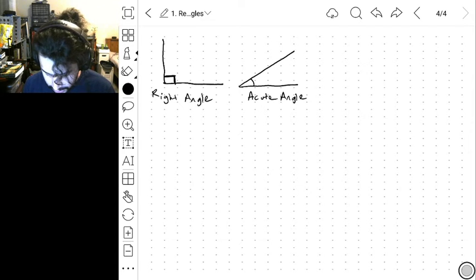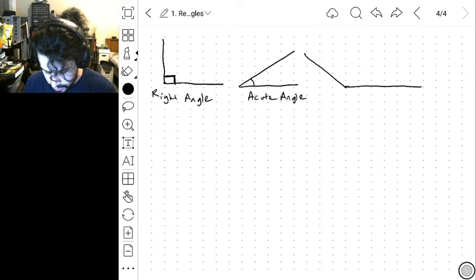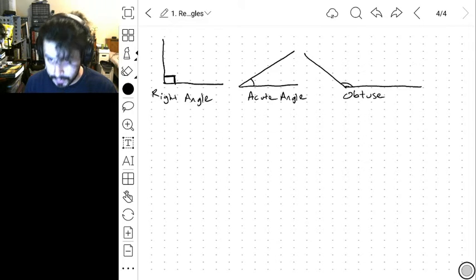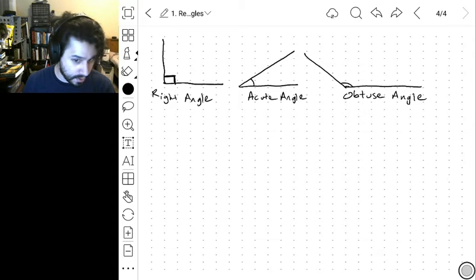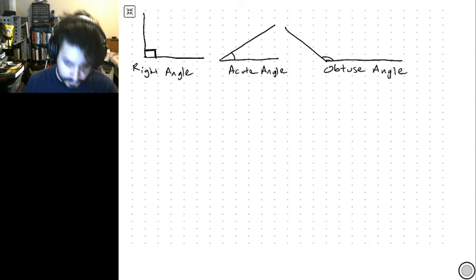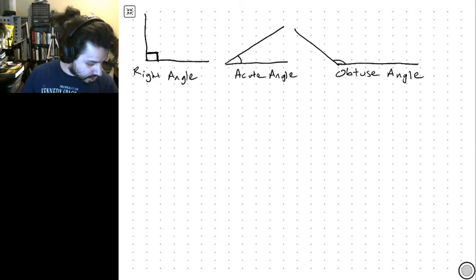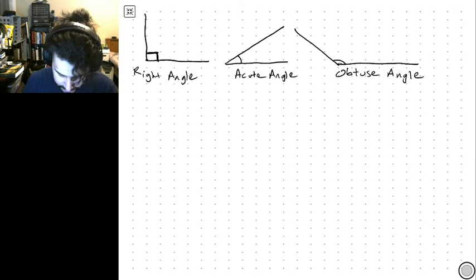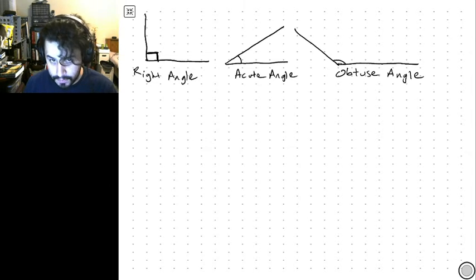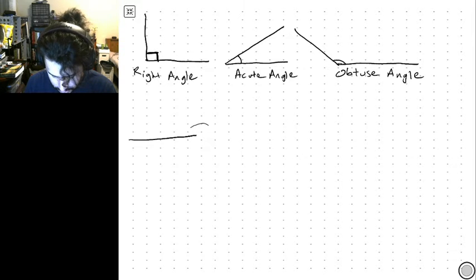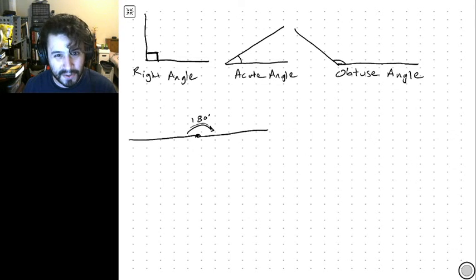Okay, so for a bigger angle than 90 degrees, we're going to call that an obtuse angle. And then, let me just close this up. That's a little better. So there's a couple of different types of angles here. If you have just a straight line, so a line with an angle of 180 degrees, we just call that a straight angle or a straight line.